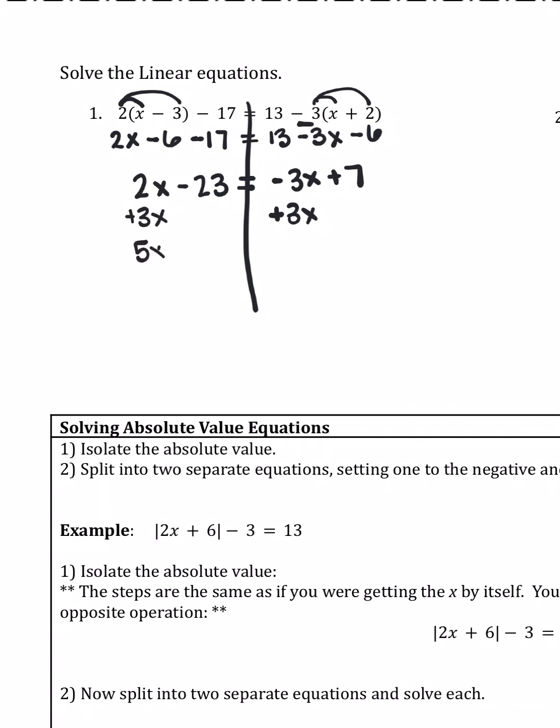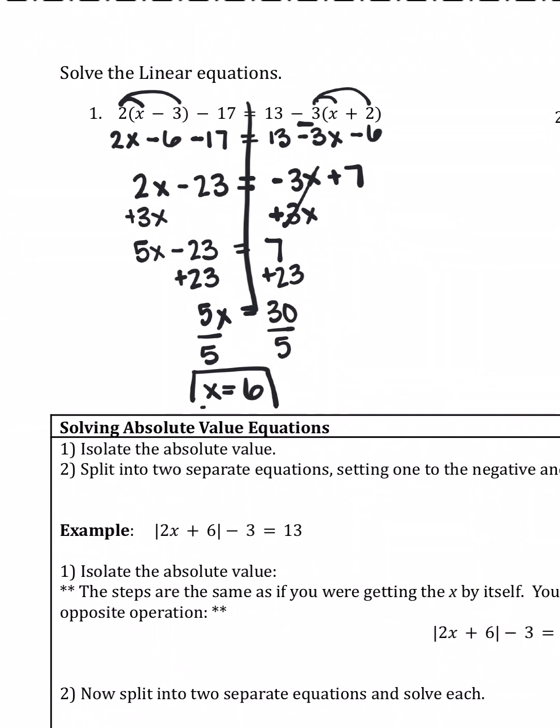We have 5x minus 23. These are going to cancel out, so I'm going to be left with 7. So now to get rid of that minus 23, I'm going to add 23 to both sides. So I get 5x is equal to 30. Now to get rid of timesing by 5, we divide by 5. So x is going to equal 6.